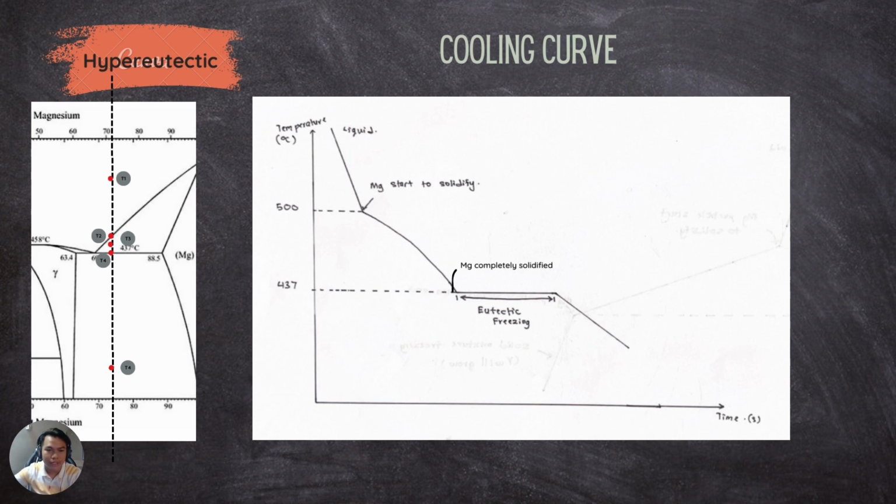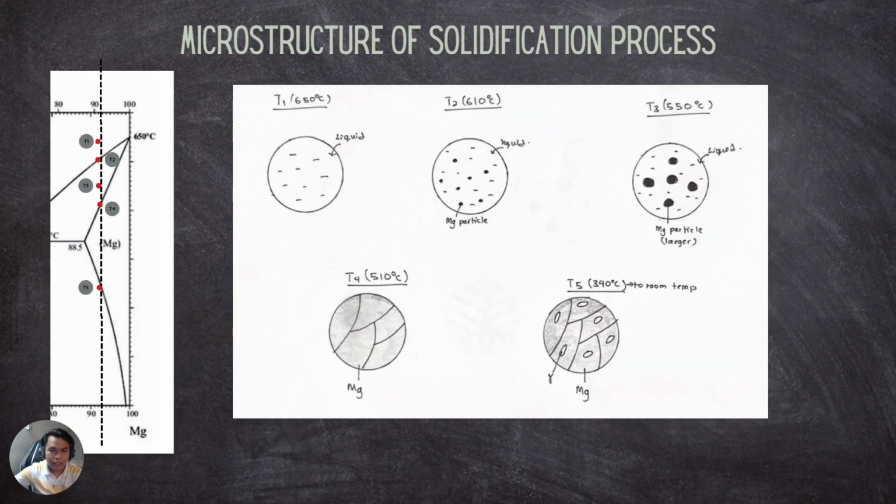This is where the lamellar structure will form. And upon cooling furthermore, the lamellar structure will grow until room temperature. Next, for 93% magnesium, at temperature 650, it is all liquid.